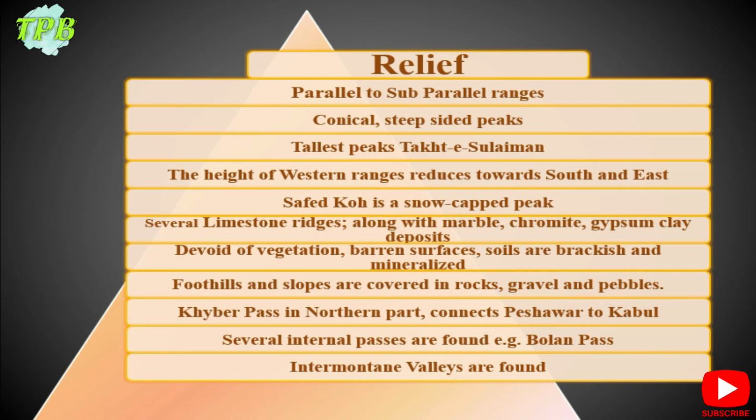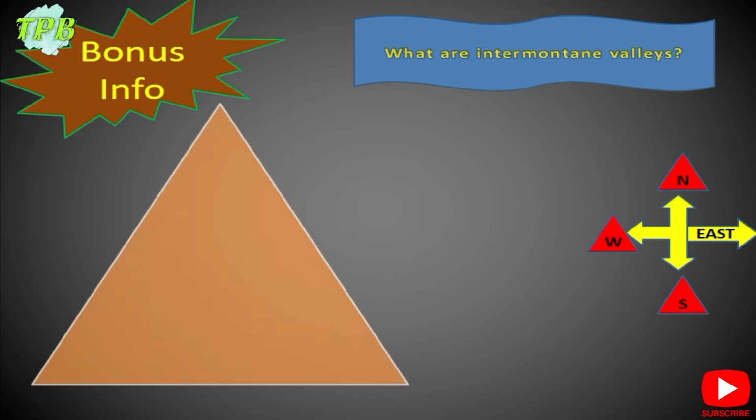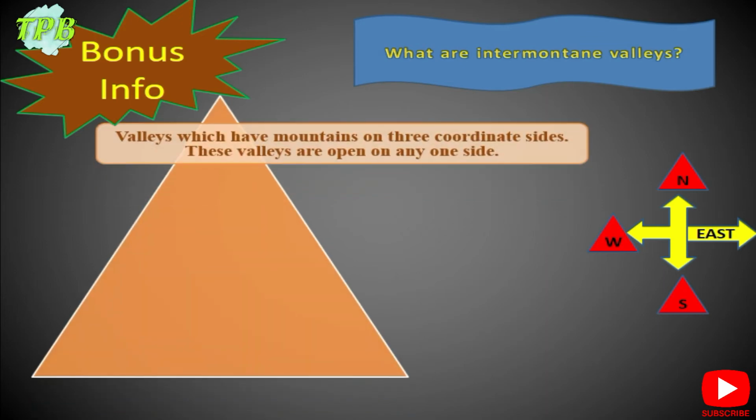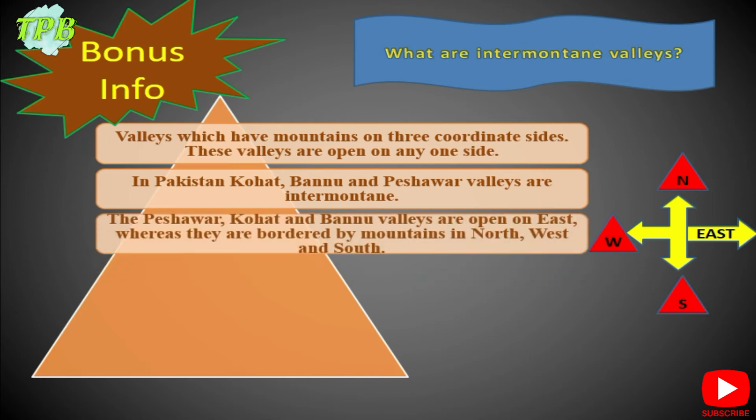Now let us find out what intermontane valleys are. You can learn about intermontane valleys for the purpose of a describe or a define question. Intermontane valleys are valleys which have mountains on three sides of their coordinates. These valleys are open on one side. In Pakistan, Kohat, Bannu and Peshawar valleys are intermontane. The Peshawar, Kohat and Bannu valleys are open on the east and they are bordered by mountains in the north, west and south.